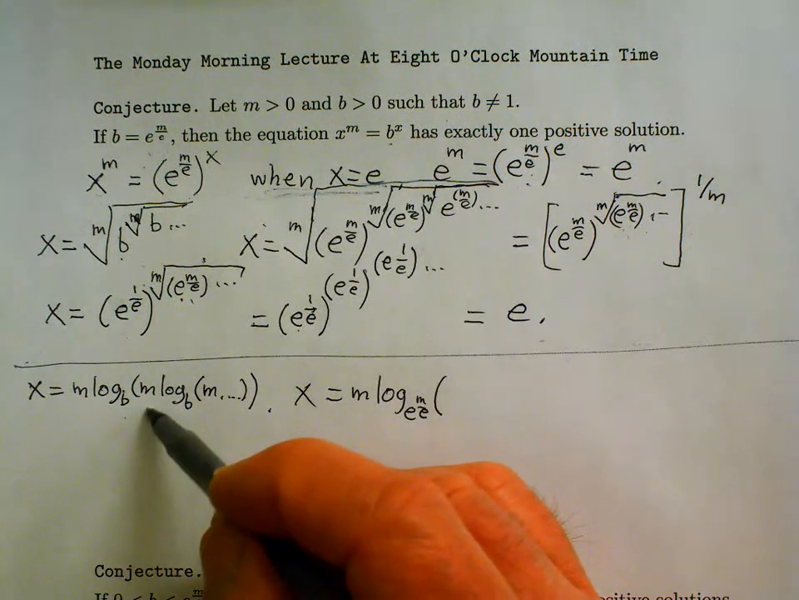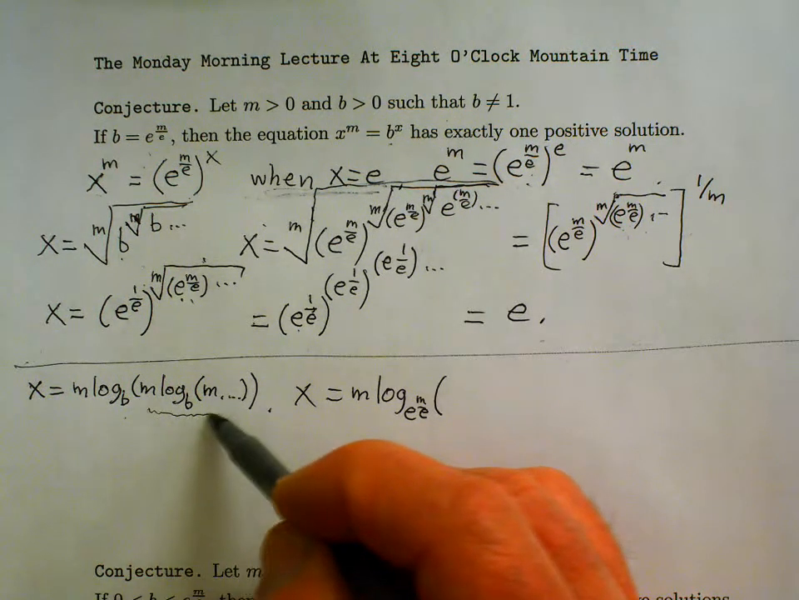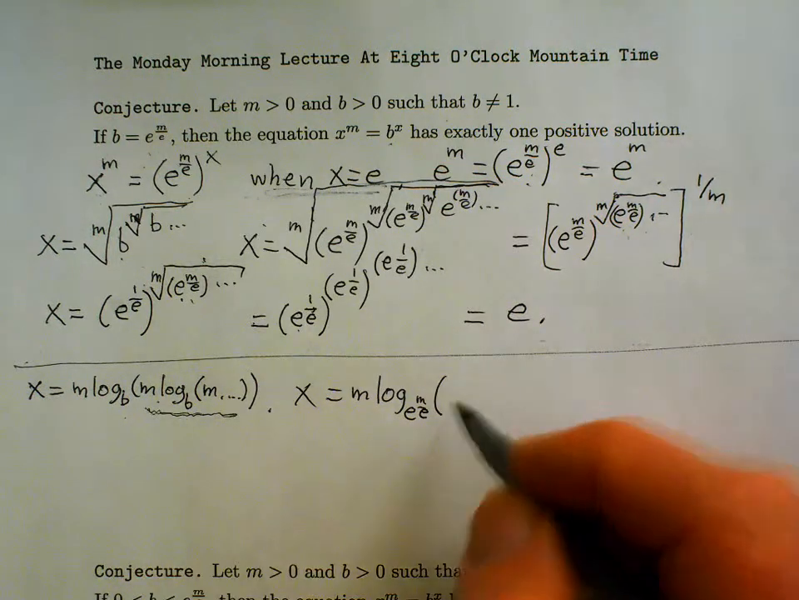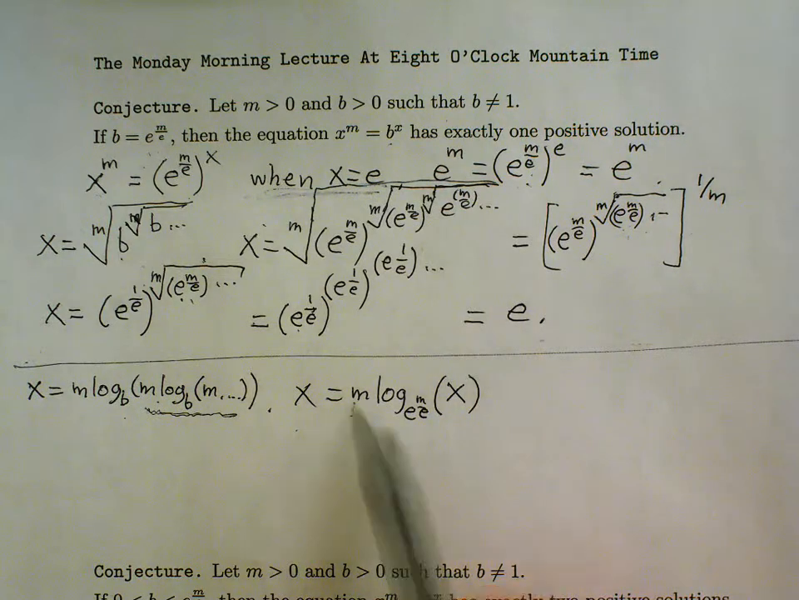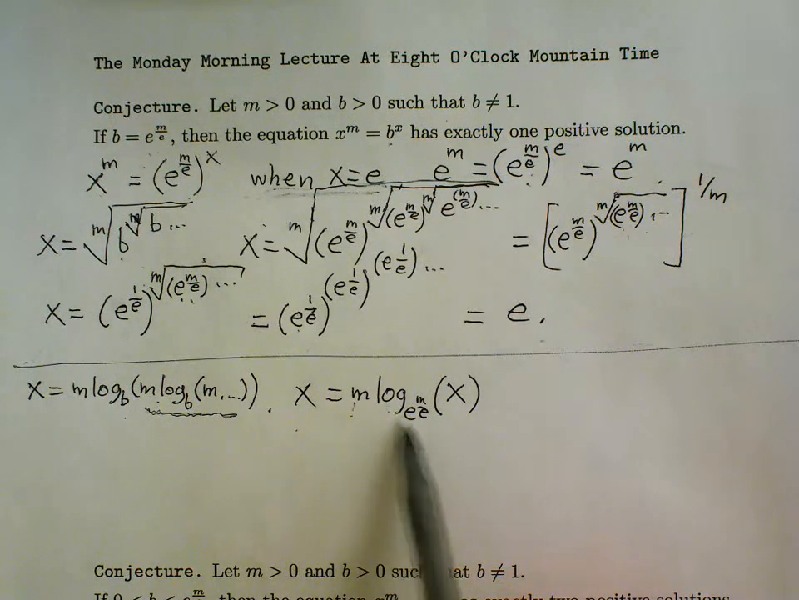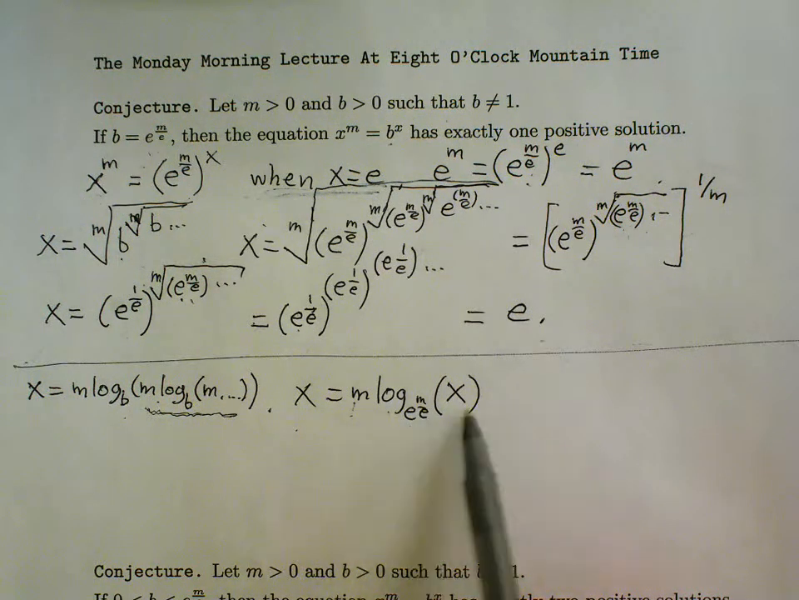This time I'm going to do this a little bit differently. Notice that this argument is the same as what x is, so I'm just going to write this as x equals m times the base e to the m over e logarithm of x.